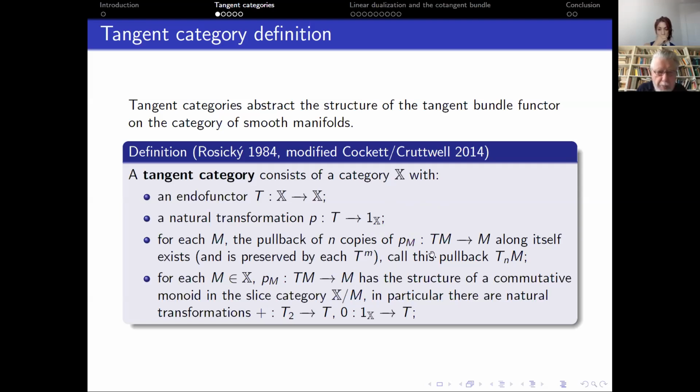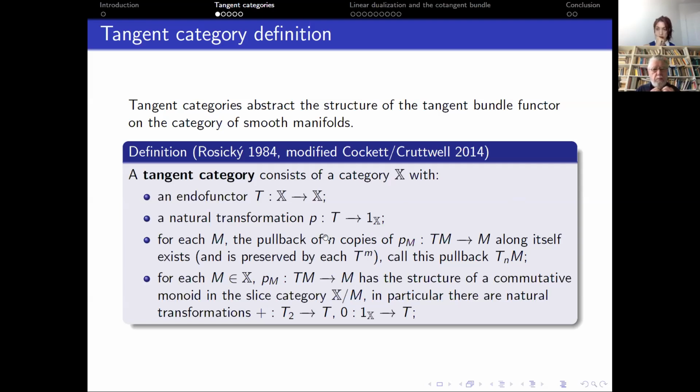And you can think of this space T_n M, this pullback, as a space of n tangent vectors at a given point. Now, given two tangent vectors at the same point, you're supposed to be able to add them. So we can say that by asking that this have the structure of a commutative monoid in the slice category. And that gives you operations: plus going from T2 to T, taking two tangent vectors and adding them, or the zero operation taking a point and giving you the zero tangent vector at that point.